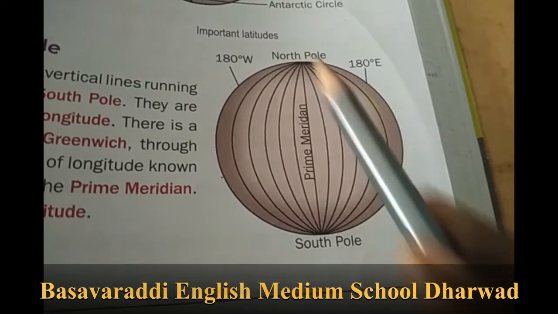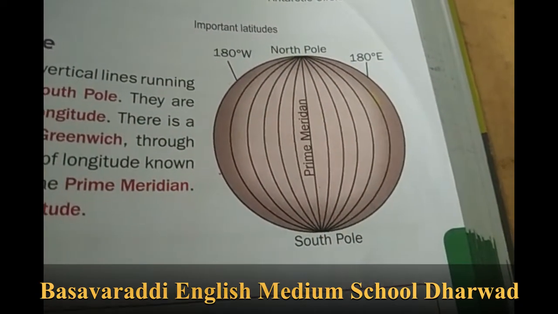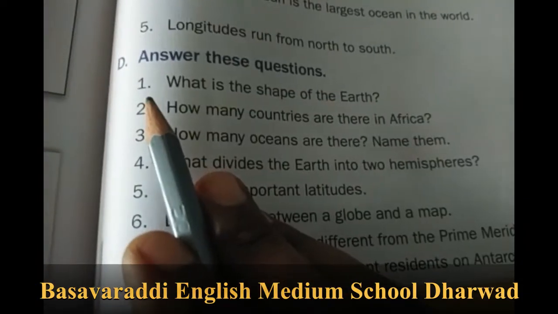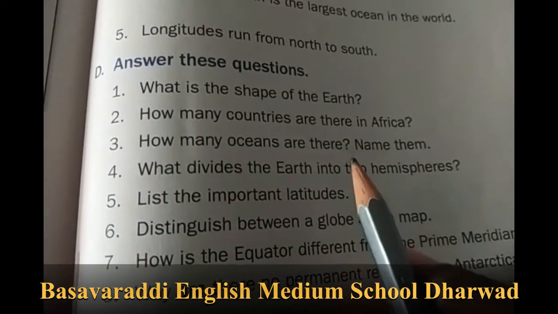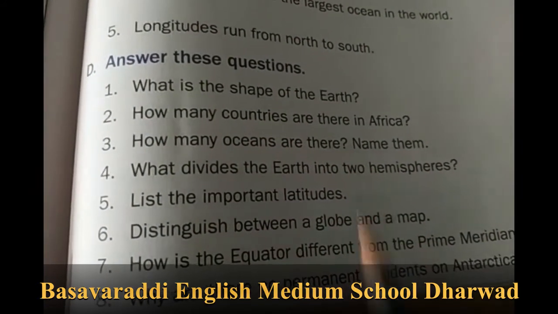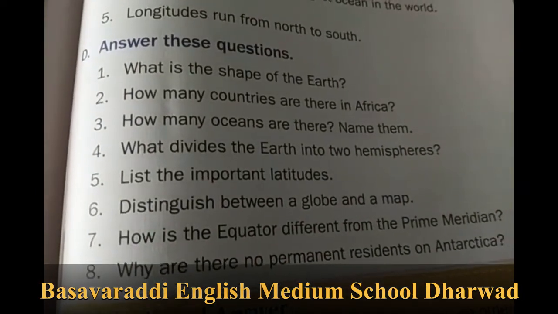Longitudes run from north to south. Next, answer these questions. Question number 1. What is the shape of the earth? What is the shape of the earth, children? I will show it in the textbook only. Okay, see here.